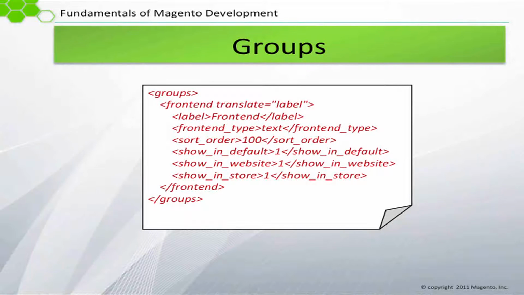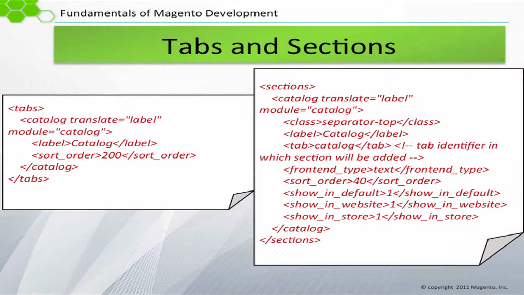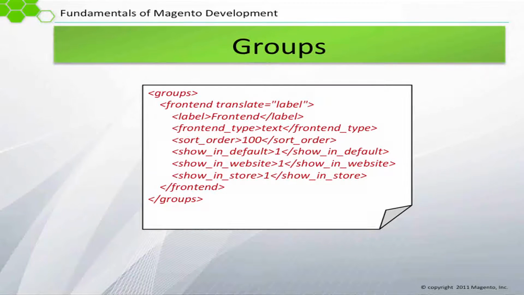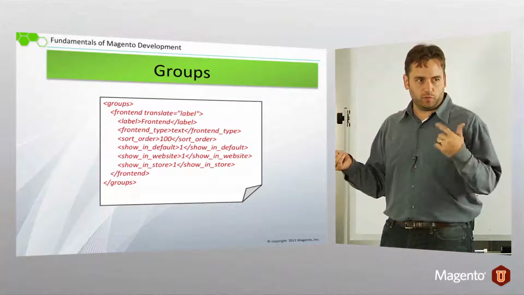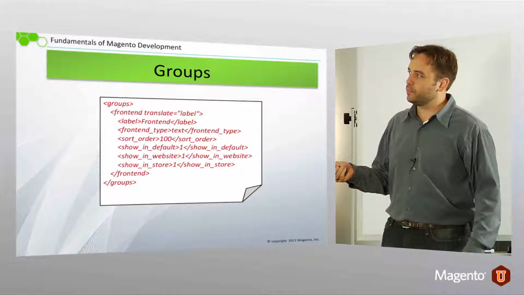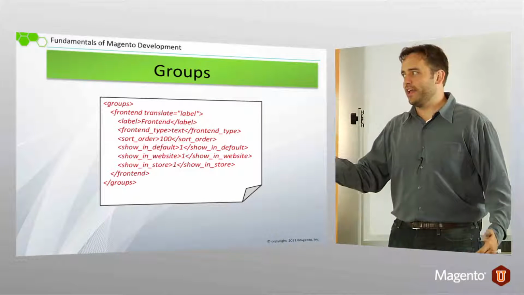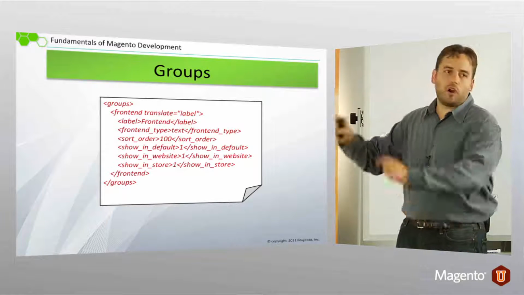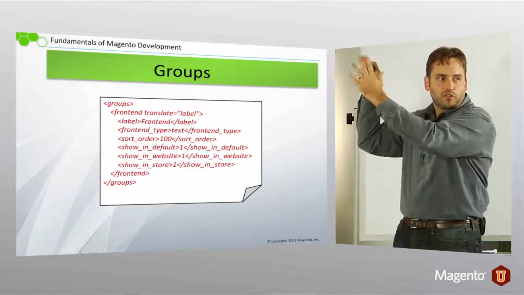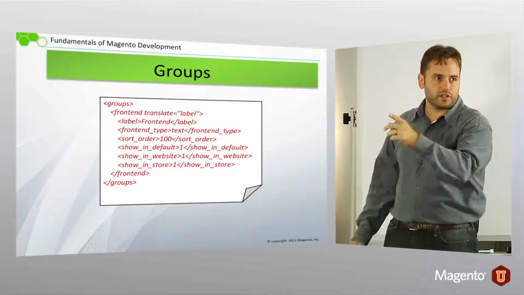Groups, however, are inside sections. So inside our section, catalog, for example, we could declare a group. And here we're declaring another node, in this case front end. And again, we'll set front end type of text to render this value to the screen. Again, sort order and where to show. So these are the panels, the blue bars on the right when you click on a section.